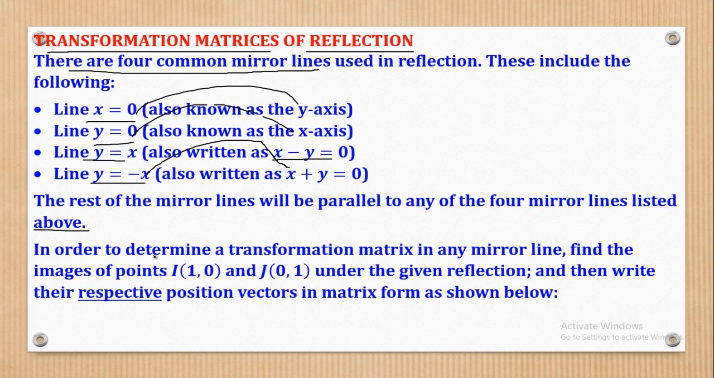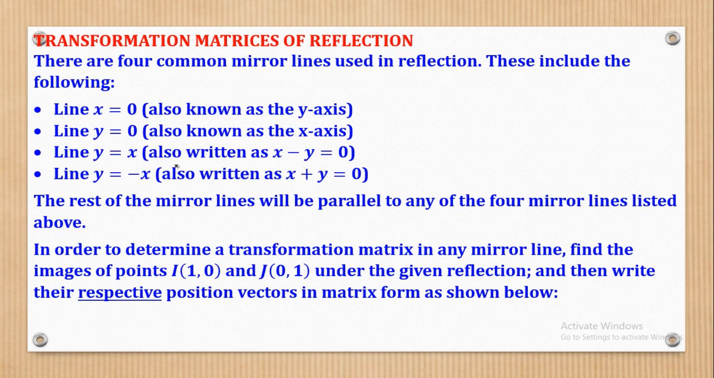Now, in order to determine a transformation matrix in any mirror line, find the images of points 1, 0 and 0, 1 under the given reflection. Then write their respective position vectors in matrix form. So the position vector of I is written in matrix form, and becomes your first column, and the position vector of J becomes your second column. And what you get will now be the matrix of transformation for that mirror line. So let's see how that is done.